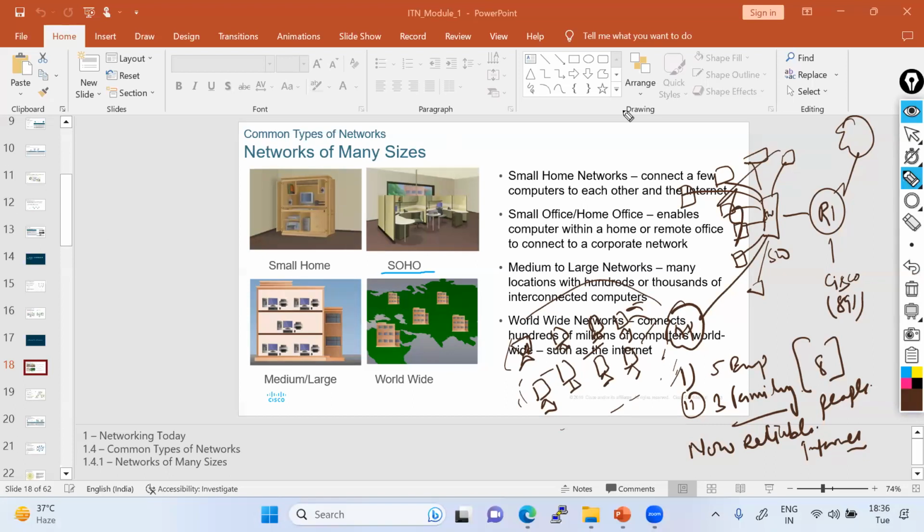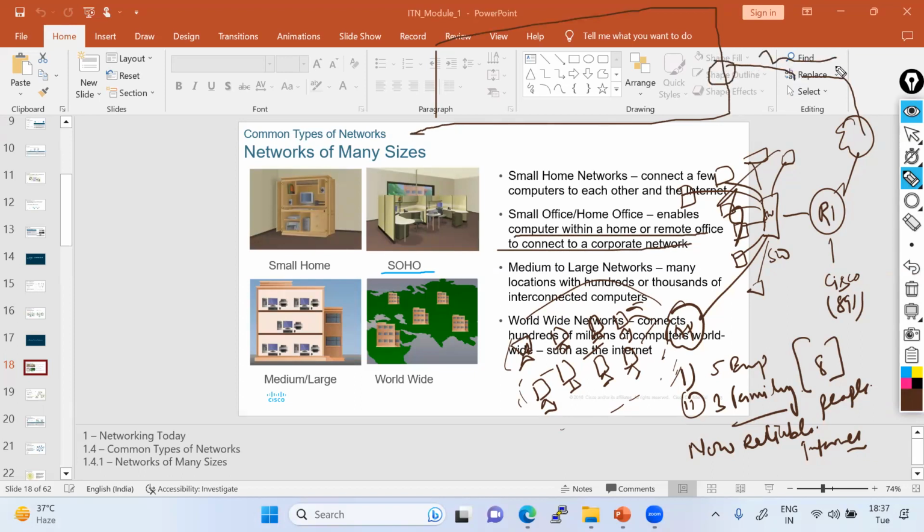So the small office enables the computers within the home or remote offices to connect to the corporate office. You can connect over the internet, or maybe you have a very big office somewhere, and you can connect to it via the internet as well. So this is your small office, home office, whatever you think. Small home is just a home. There's nothing much you have to understand.